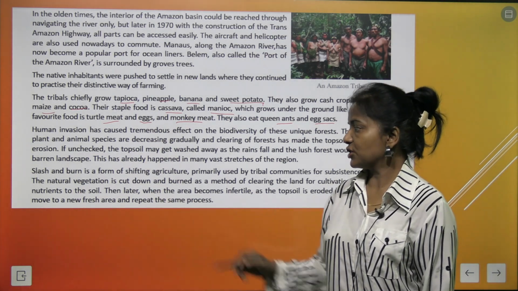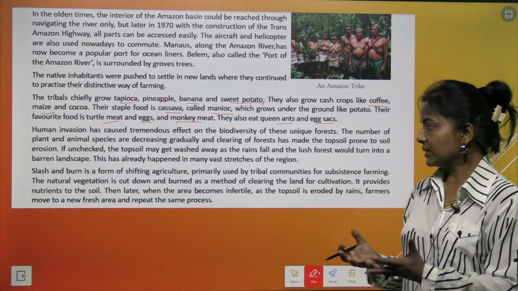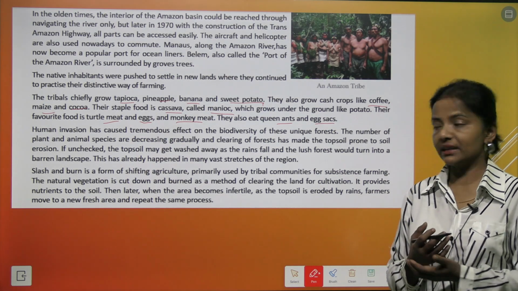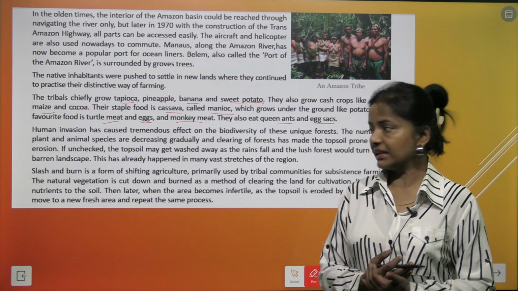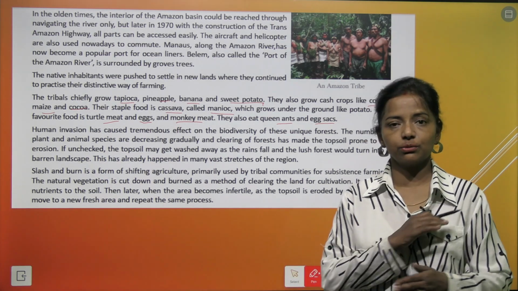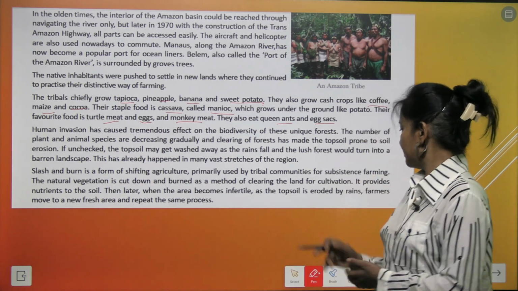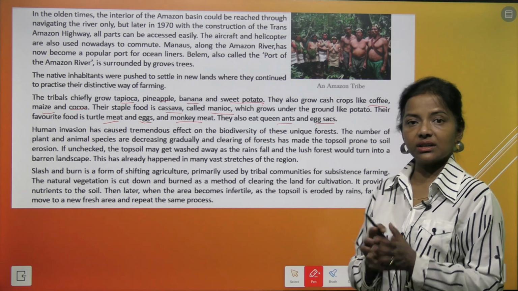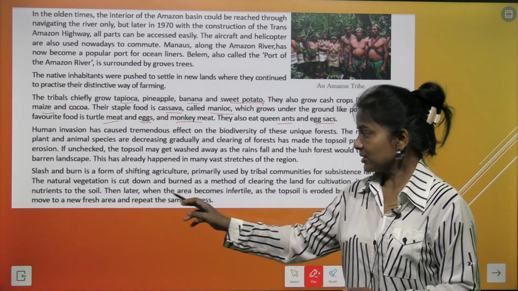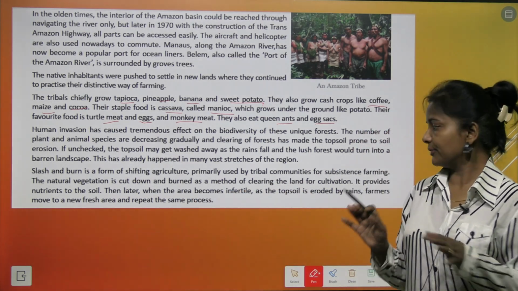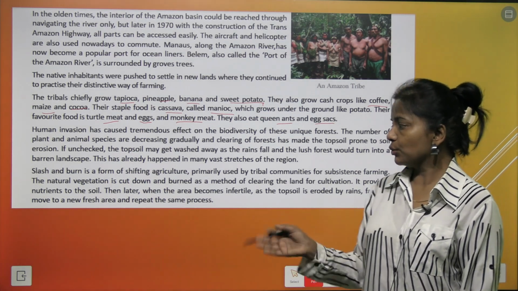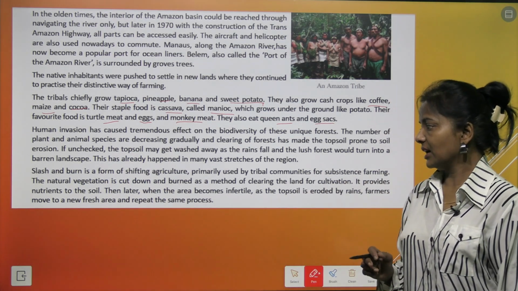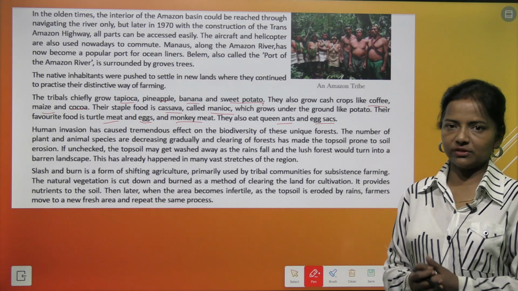The natural vegetation is cut down and burned as a method of clearing the land for cultivation. लैंड को कल्टीवेशन के लिए रेडी करने के लिए जो नेचुरल वेजिटेशन है उसको काट दिया जाए. It provides nutrients to the soil. Then later, when the area becomes infertile as the topsoil is eroded by rains, farmers move to a new fresh area and repeat the same process.